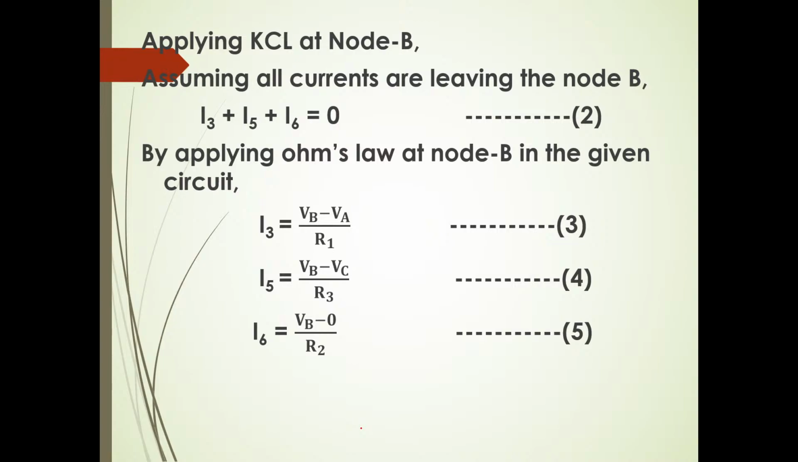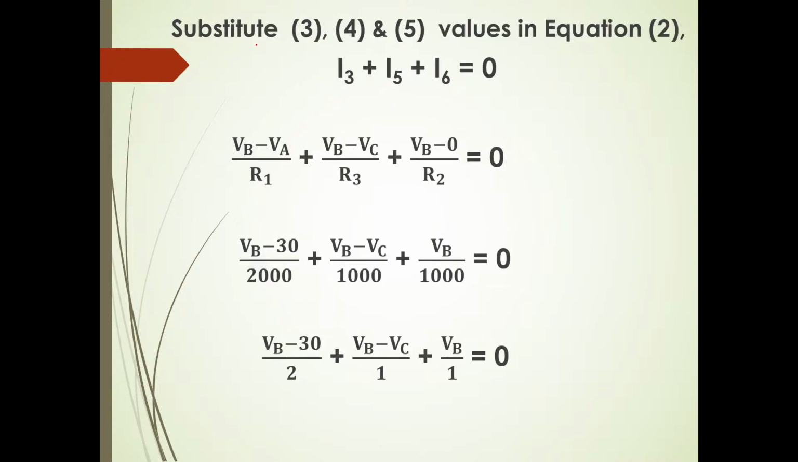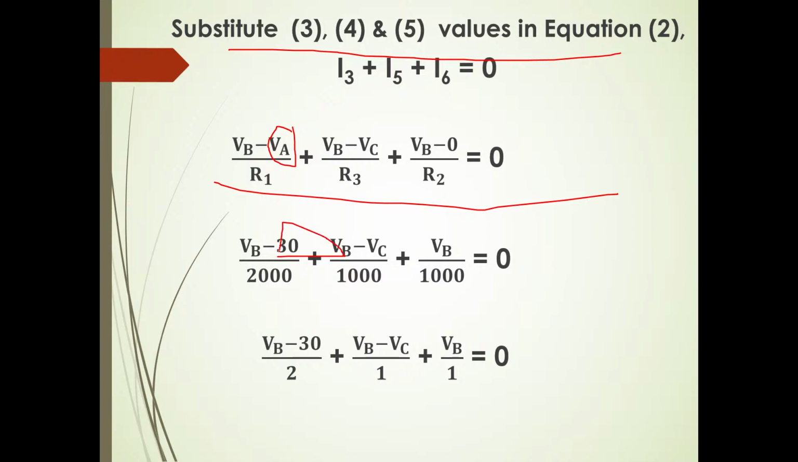So I hope you have written. Now substitute 3, 4, 5 in equation 2. If you substitute 3, 4, 5 in equation 2, this is what you will get. I3 is VB minus VA by R1. I5 is VB minus VC by R3. I6 is VB minus 0 by R2. What is VA? VA is nothing but V1. V1 is 30. So VB minus 30.